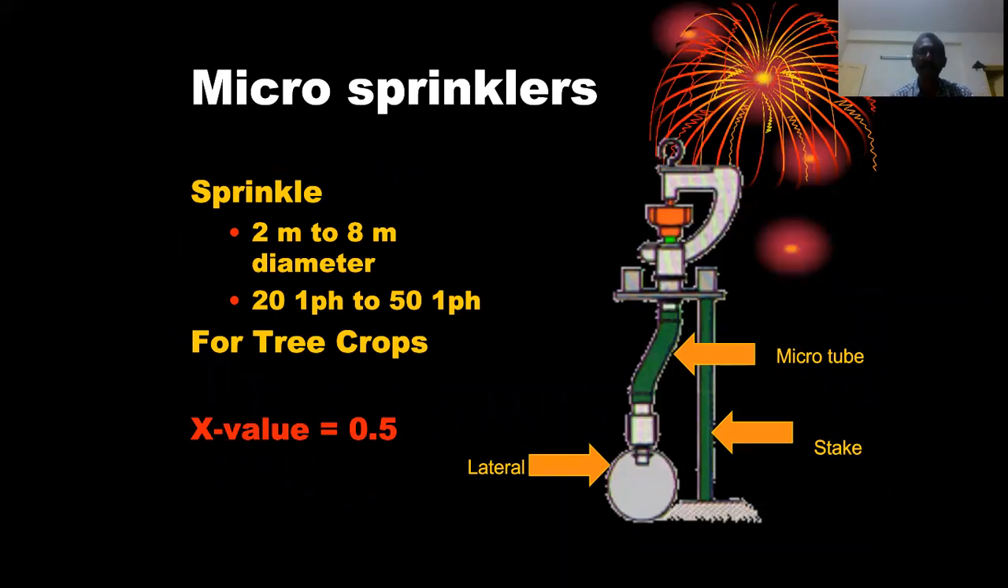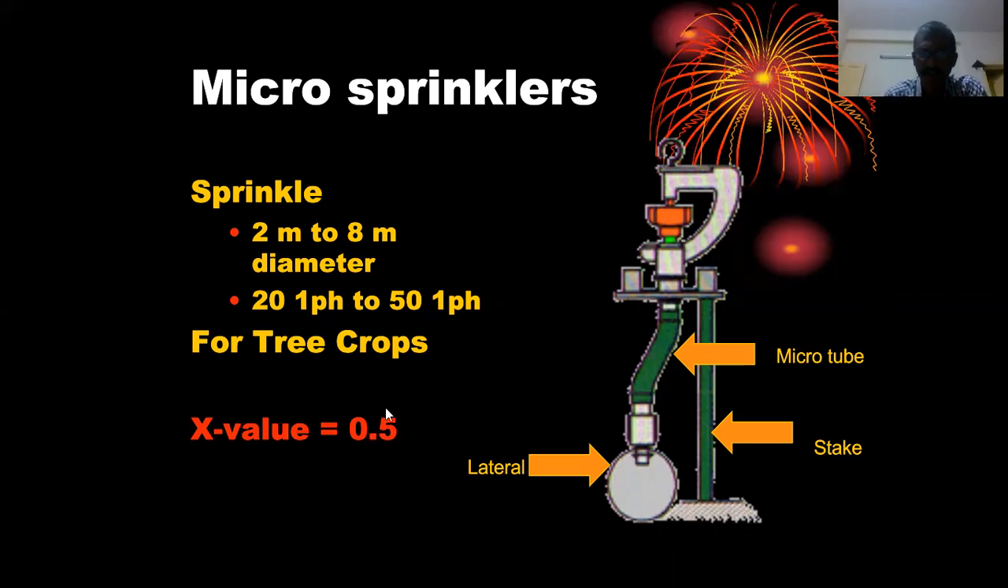Lastly, micro sprinklers. Already I said that micro sprinklers, though called sprinklers, are most of the time studied under the drip irrigation subject only. Micro sprinklers are very small sprinklers. They have a diameter of 2 meters to 8 meters, and a discharge between 20 liters per hour to 50 liters per hour. Mostly they are used for tree crops, and their X value, the flow exponent value, is constant all the time. It is 0.5.